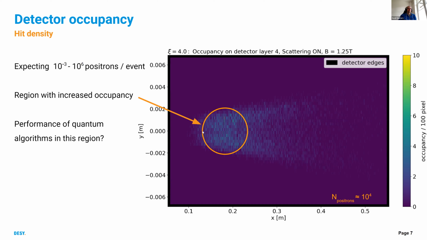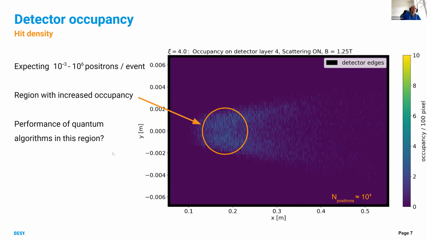At LUXE, we are expecting up to approximately 1 million positrons per event, but this depends on the Xi value. We also expect a region with slightly increased occupancy for these events. In the future, we will explicitly look at this region with our quantum algorithm. We're wondering if there could be an advantage in comparison to conventional track reconstruction techniques, but we also have strategies to handle scenarios for more than the roughly 10,000 positrons in this example plot.